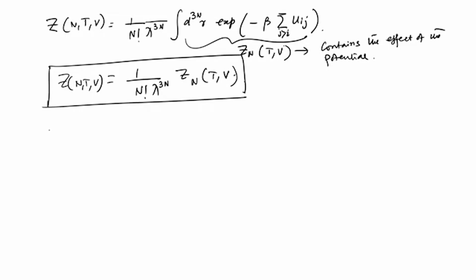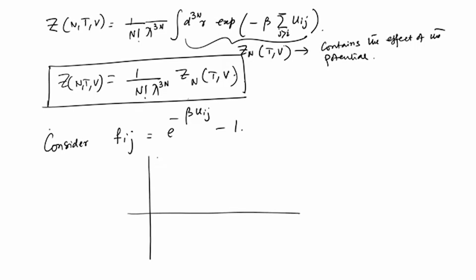So, for non-interacting systems, of course, you have Z_N equal to 1 because u is equal to 0, and otherwise the effects of the interaction actually enter through Z_N, which is what we have said. So, now consider, or rather introduce, f_ij equal to exponential of minus beta u_ij minus 1.